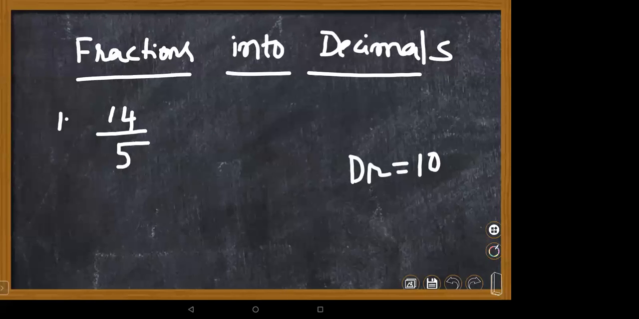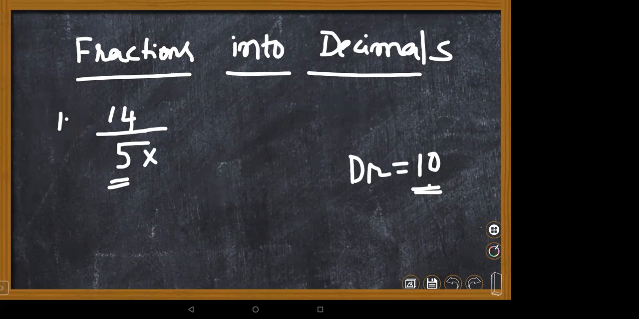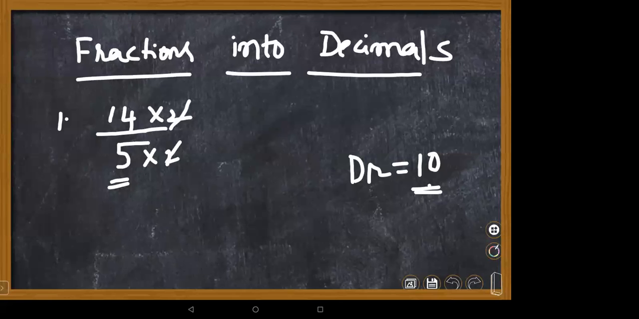Ma'am, yes, denominator 5. You need to convert it into 10. So what number are you supposed to multiply? Ma'am, 5 twos are 10. Very good, 5 twos are 10. So the numerator part is also supposed to be multiplied by 2, ma'am. Yes. Okay. If I cancelled also, you will get the same 4 by 5 only, children.